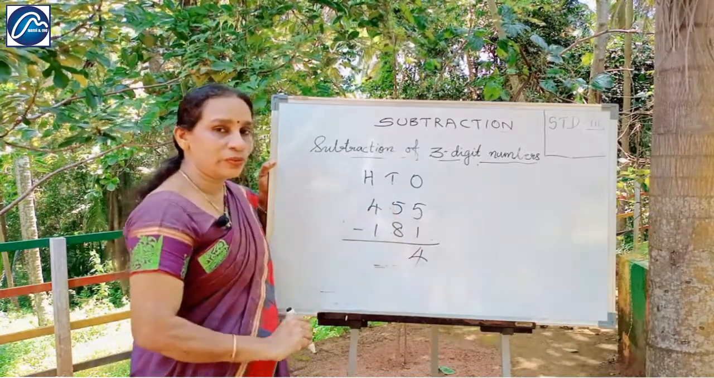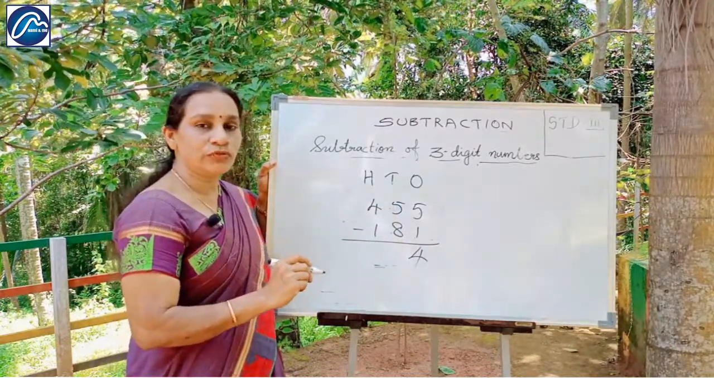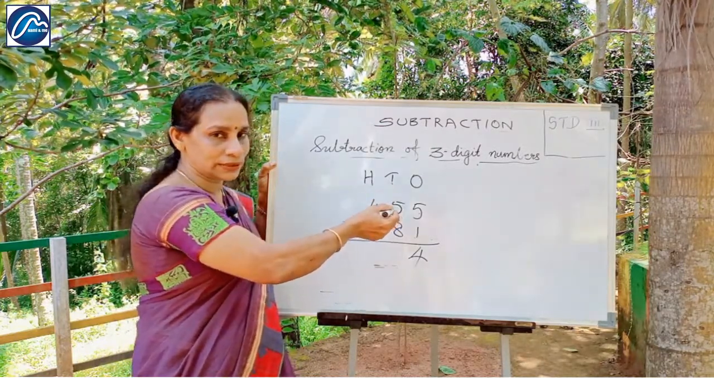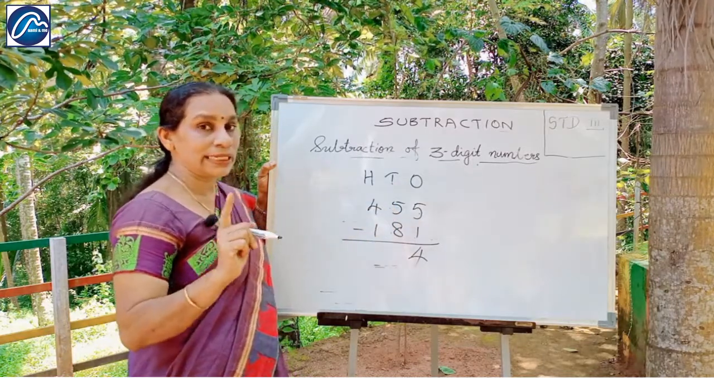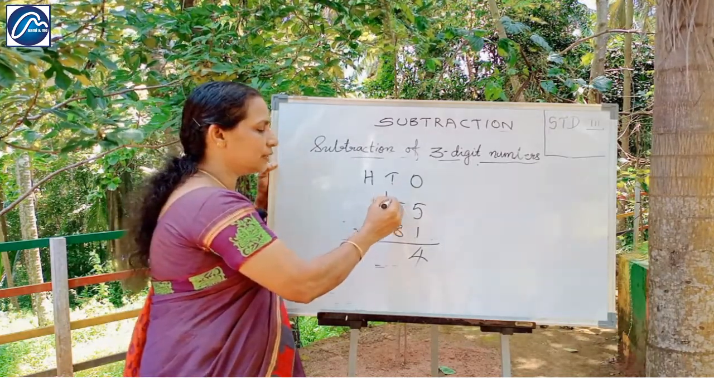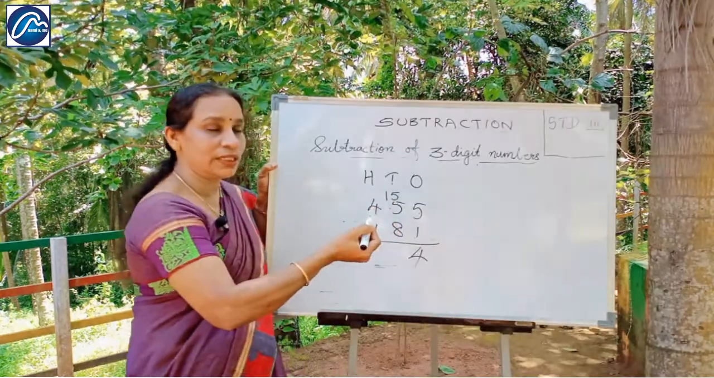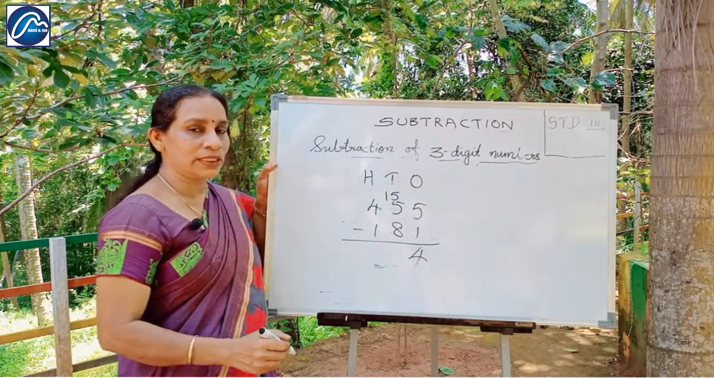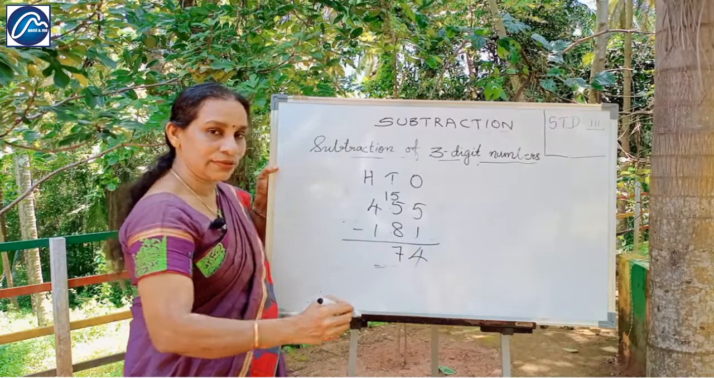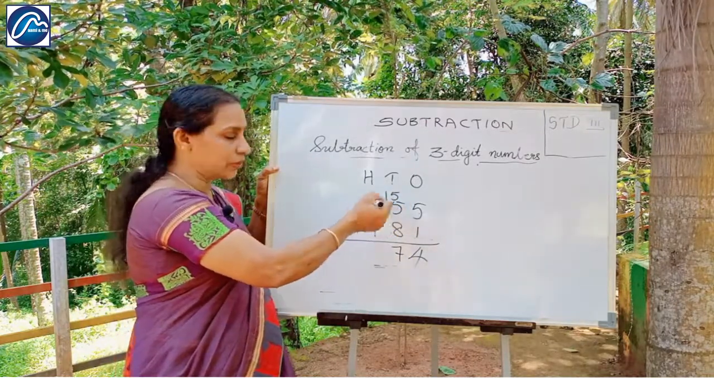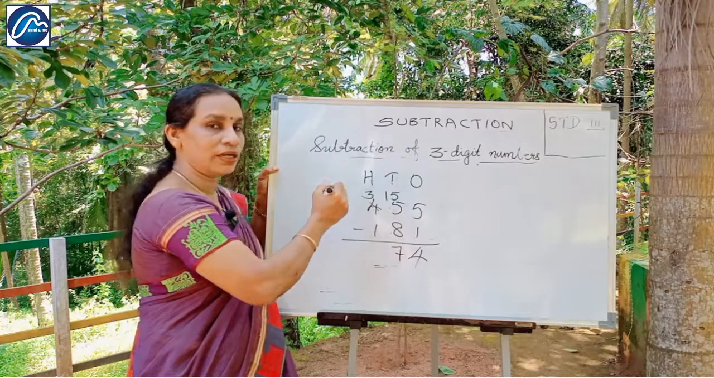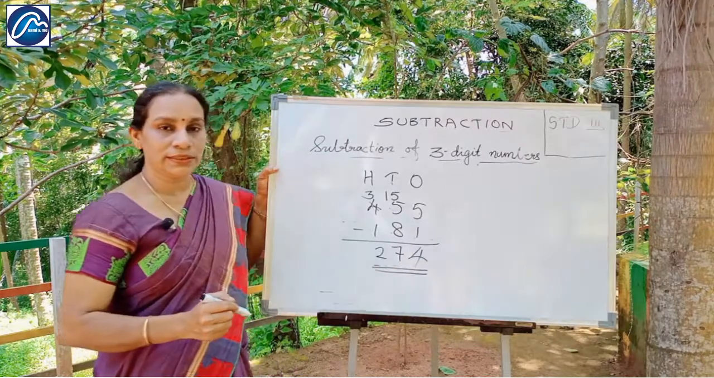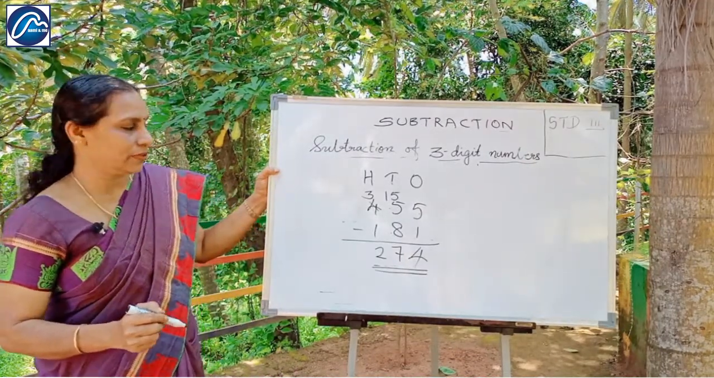So what will we do? What is the solution for this? Yes, you can take 100 from this. 100 means 10 tens. So 10 tens and 5 tens, so total 15 tens. What is 15 minus 8? 7. We have taken 100 from here, so it will become 3 only. 300 only here. 3 minus 1, 2. So the answer is 274.